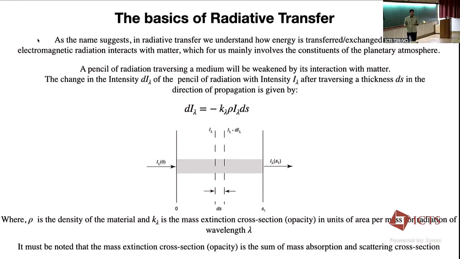Essentially, dI_lambda is the change in the intensity, and this will be proportional to kappa, the extinction cross section, the density, and the incoming radiation. Everywhere you see lambda as a subscript, it is because all these are wavelength-dependent quantities. When we say spectrum, it's a wavelength-dependent quantity, so all of this is wavelength dependent. So dI_lambda is how much the intensity of the radiation changes as it goes through a block. To be more intuitive, you can think of it as a layer in the planet's atmosphere.